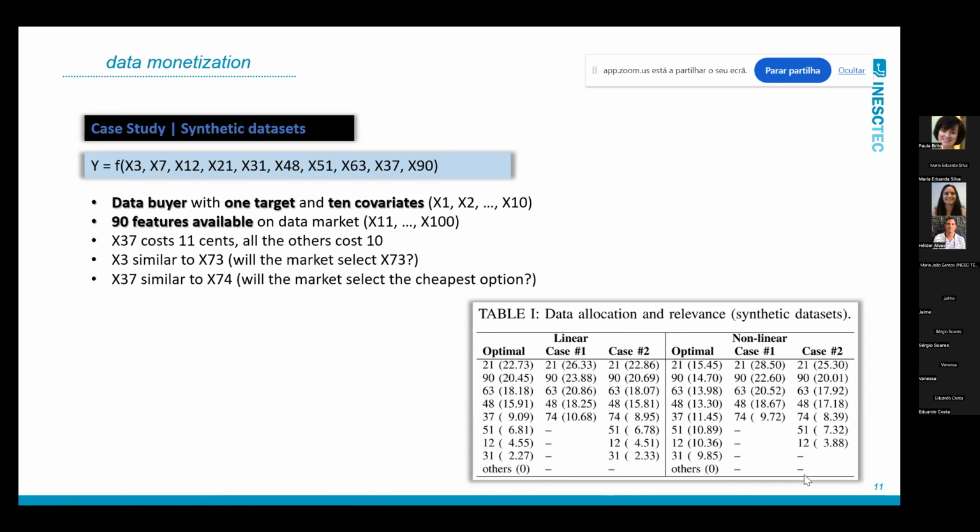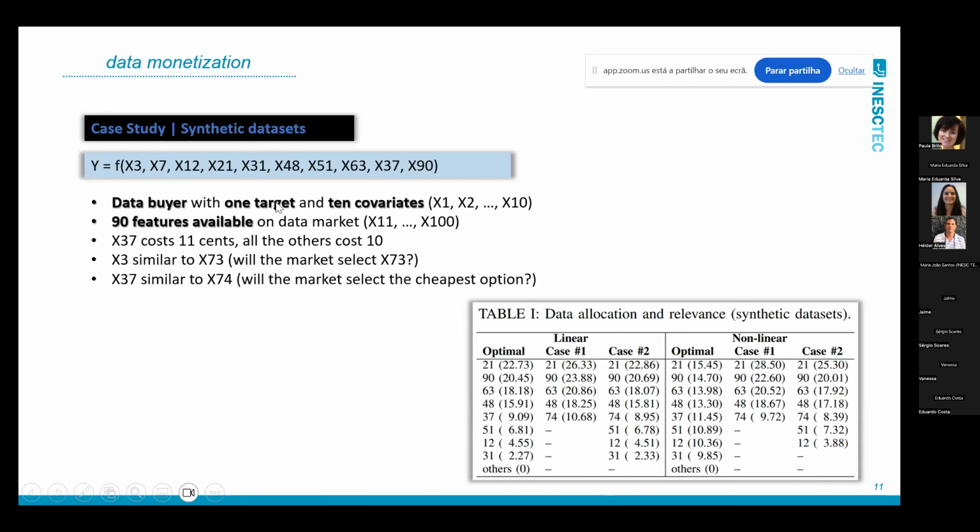Now, in terms of validation, we start with a synthetic case study where the data buyer has 10 features. And there are 90 features available in the market. They all cost 10 cents, except the variable 37 that costs 11 cents. And we know that the target depends on these two features came from the buyer. And these ones are the ones that he should buy.